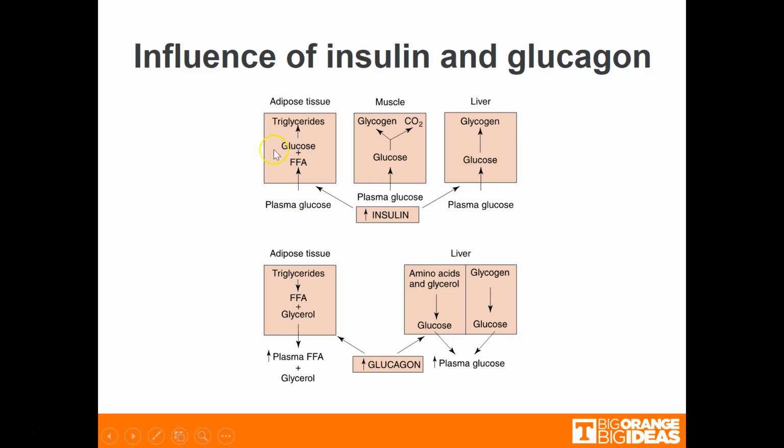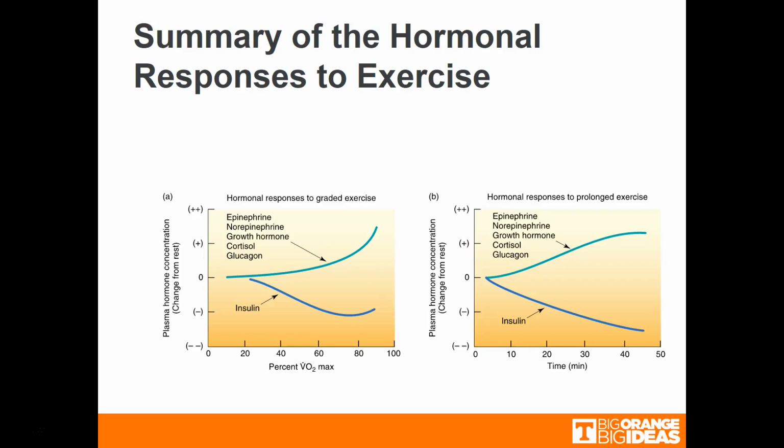So insulin is going to lead to a decrease in the plasma glucose, and so make sure you know what happens at each tissue. Glucagon has the opposite effect, where it leads to an increase in plasma glucose. So just to summarize how all these hormones impact changes in the concentration, we see epinephrine, norepinephrine, growth hormone, cortisol, and glucagon.